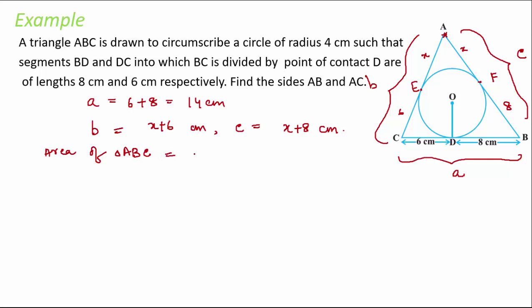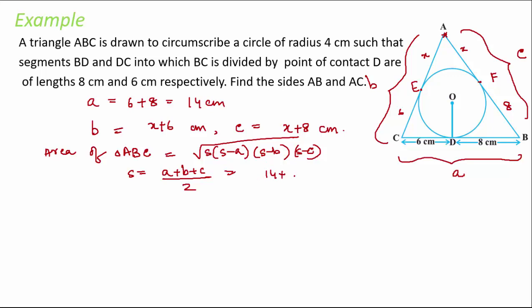Heron's formula says that the area is root over s into s minus a, s minus b, and s minus c, where s is the semi-perimeter. So s is equal to a plus b plus c divided by 2. We already know the values of a, b, and c: 14, x plus 6, and x plus 8. Once we put all these values, we get 14 plus x plus 6 plus x plus 8 divided by 2. Now let's calculate the area, which is equal to root over s.